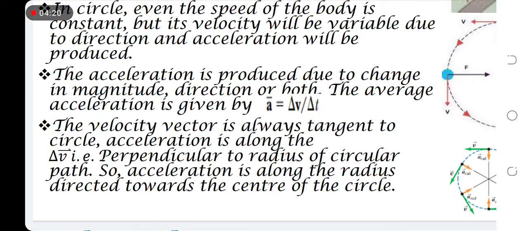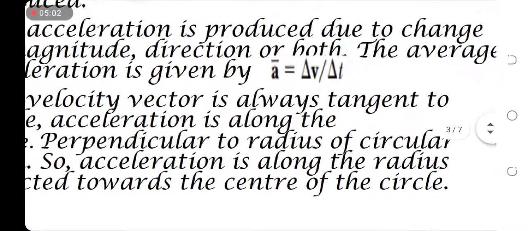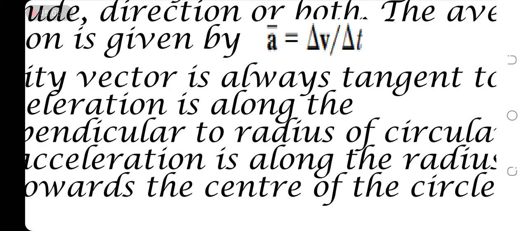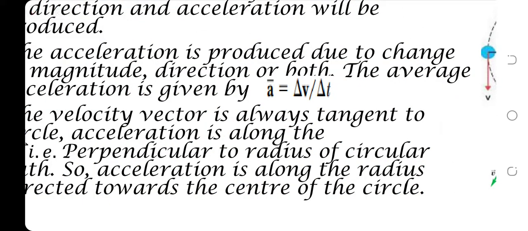We know acceleration is the time rate of change of velocity. So acceleration will be produced either by change in magnitude, meaning speed, or change in direction, or both magnitude and direction. In uniform circular motion, the speed is constant but velocity is changing. The average acceleration is given by a-bar equals delta v over delta t. A-bar shows the average acceleration, and v is the velocity, written in boldface here.